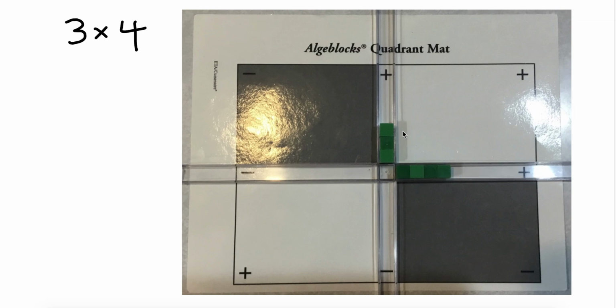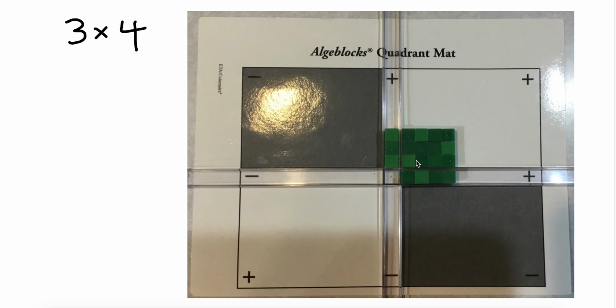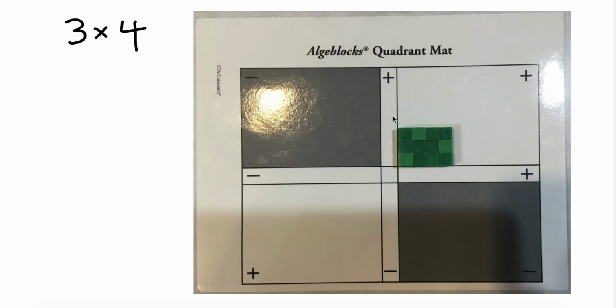So what we're going to do is use the idea of area, multiplying the perimeter basically to find the area. So 3 times 4, we're going to fill in this area here with the number of blocks needed. And we should know that that's 12. So that makes a rectangle that is 3 by 4. Now we can take away the factor track, and that leaves us with our 12. Notice that it is in a positive quadrant. So we know that 3 times 4 is going to equal positive 12.